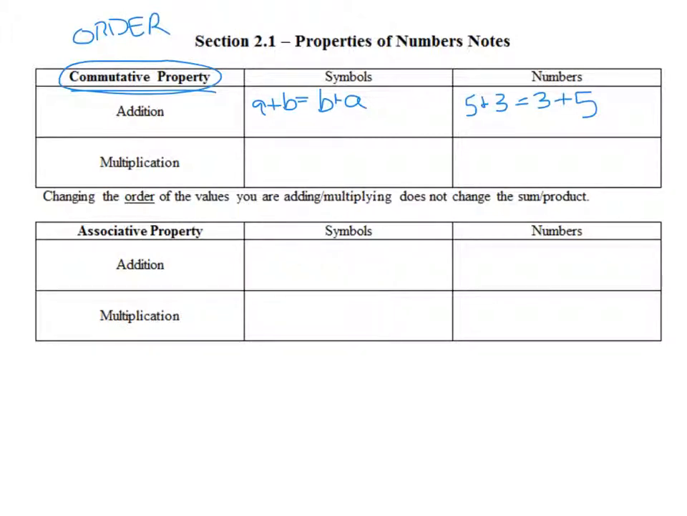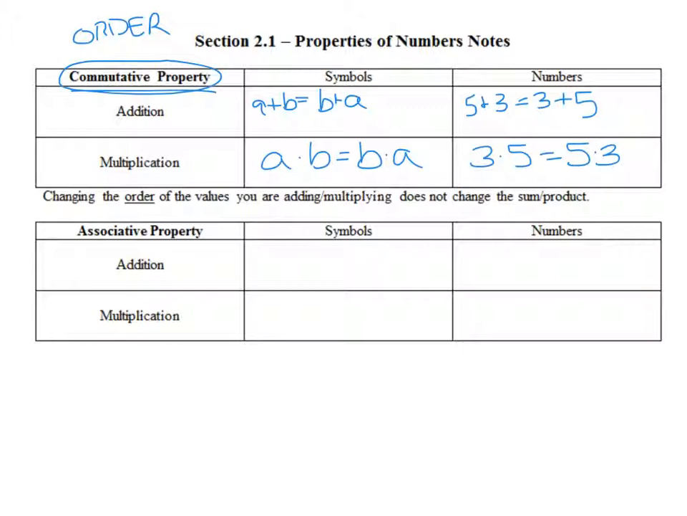So this works for addition and multiplication. A times B is the same thing as B times A. So when you multiply two numbers, you can change the order, just like 3 times 5 is the same thing as 5 times 3.